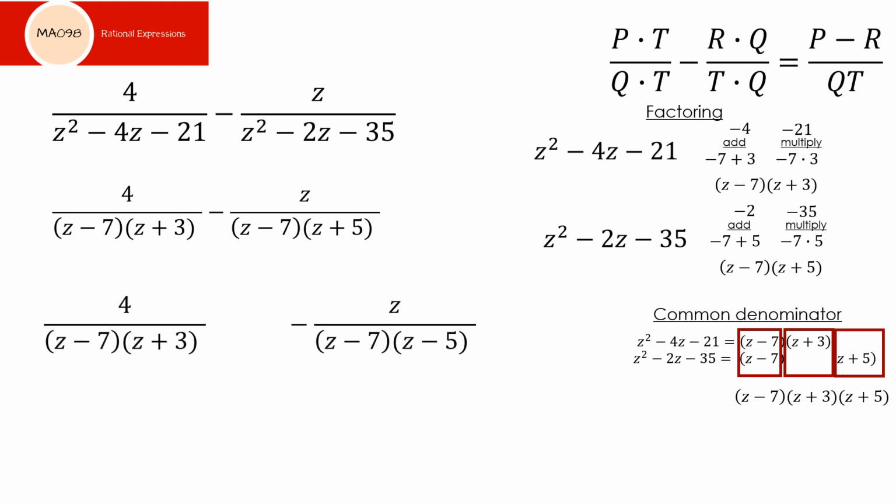So what I do is I make a big space, because in the first one, I have a z minus 7 and I have a z plus 3. What I don't have is a z plus 5, so I have to put that in there. In the second fraction, I have z minus 7 and z plus 5. What I don't have is a z plus 3, so I have to put that one in there. Hopefully you have this all written, because I have to go to the next screen.